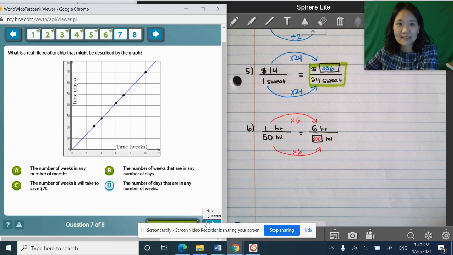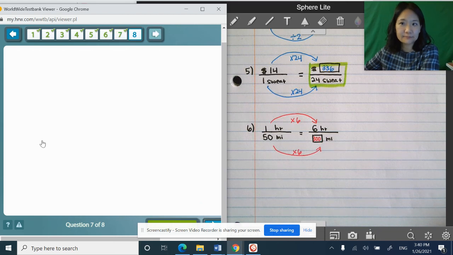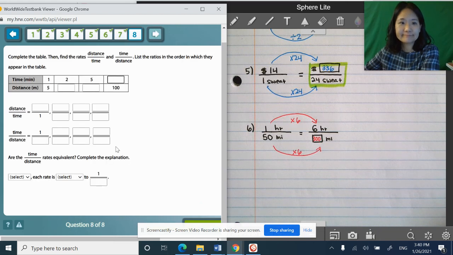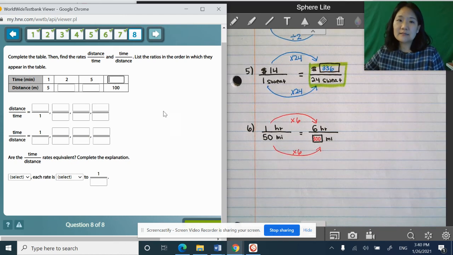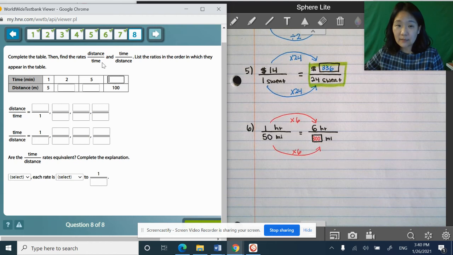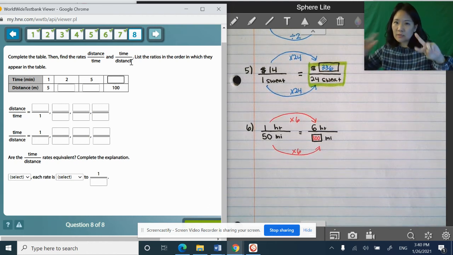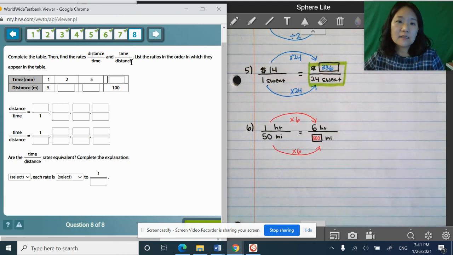All right. Last one. When you look at a table and problems like this, you might think, oh my God, I cannot do this. Guess what? This problem probably isn't even that difficult. Let's take a look. Complete the table, then find the rates, distance over time and time over distance. So they just want you to flip them. List the ratios in the order in which they appear in the table.